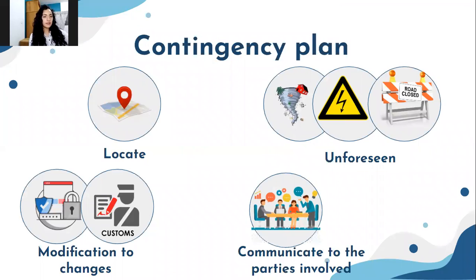Then we have the contingency plan. We have four points. The first one is to locate the transport on the way. Also, for example, climatic events, electronic faults, and road closures. Also, modifications such as security changes and customs changes. And finally, to communicate to the parties involved.